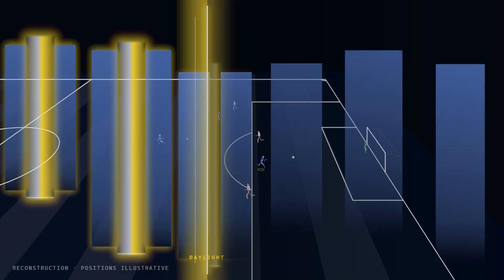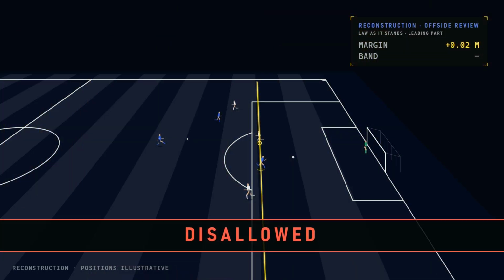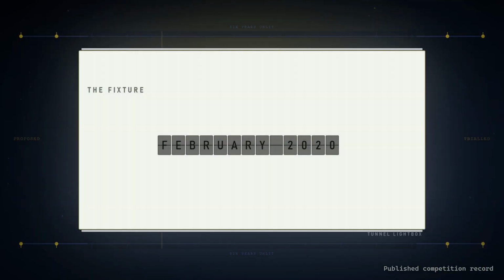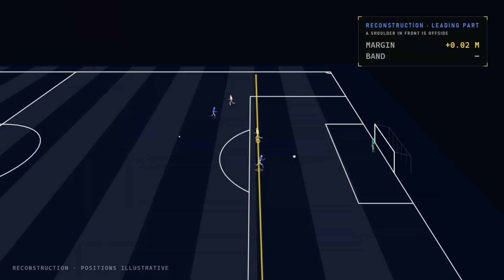2.4 centimeters. That is why this goal was disallowed. About the width of your thumb. Manchester City against West Ham. February 2020. Under the law in force that night, a shoulder in front is offside.